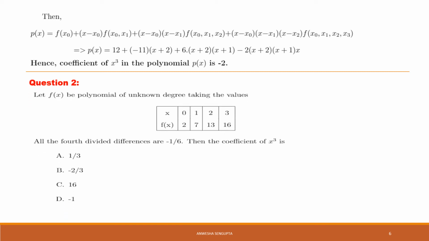Next, our next problem. Here f(x) is a polynomial of unknown degree taking the values x = 0, 1, 2, 3 and the corresponding entries are 2, 7, 13 and 16 respectively. Given that all the fourth order divided differences are minus 1 by 6, then the coefficient of x cube is, there are 4 options, so find the correct option. Let us discuss the solution.